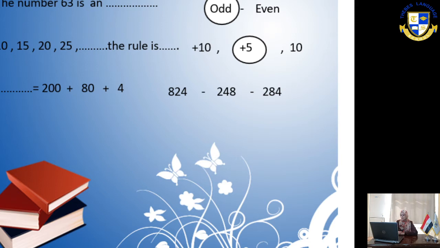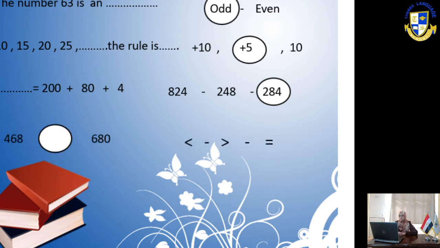The next one is 200 plus 80 plus 4. Remember when we used to break up the number? So this number is broken up: 200 plus 80 plus 4. When you put it together in one form, it's 284. Start with hundreds, then tens, then ones. 284.